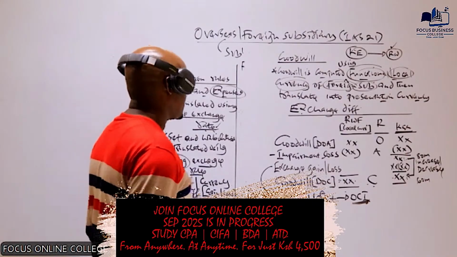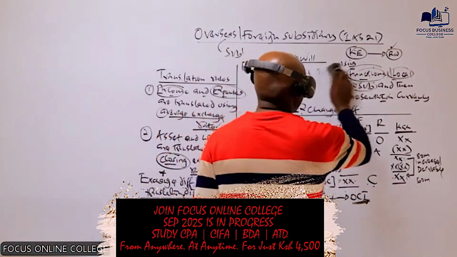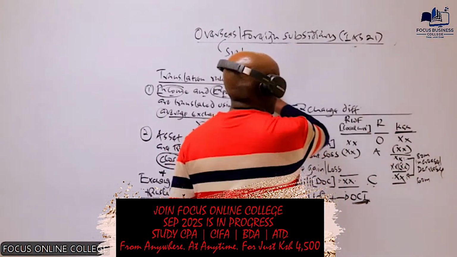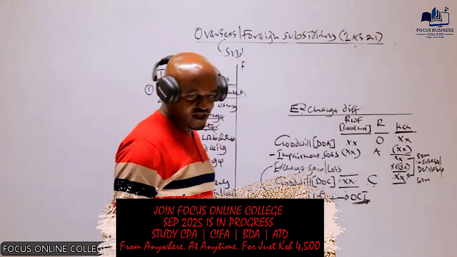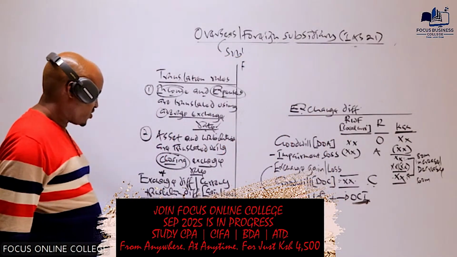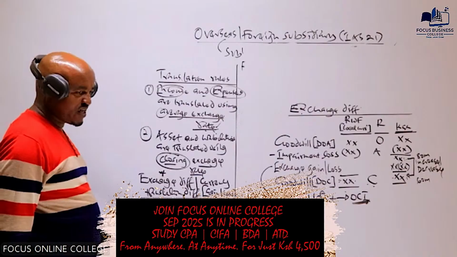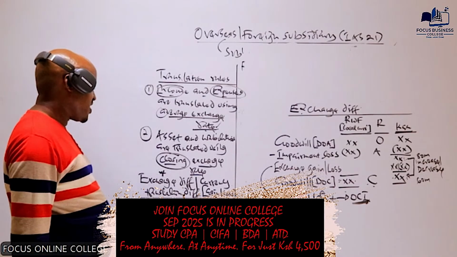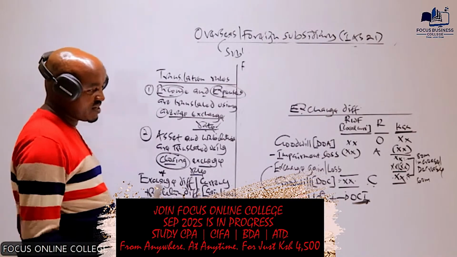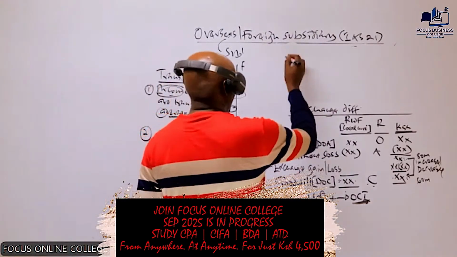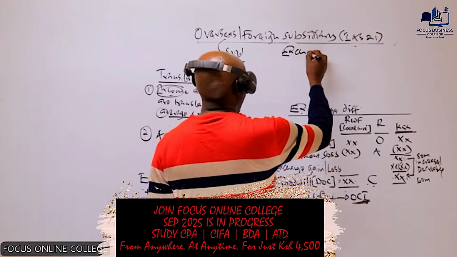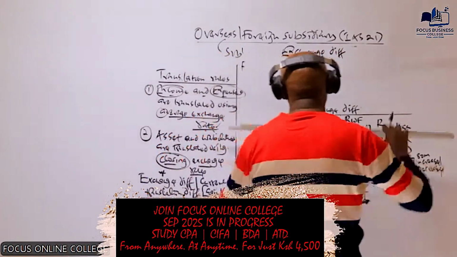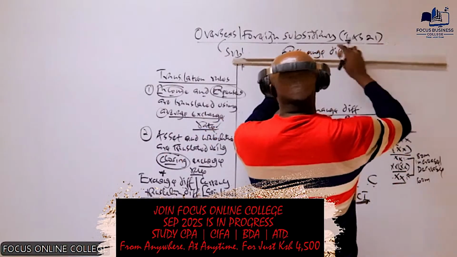So then from there, once we look at how we compute the exchange difference arising from translation of these two items, the profit for the year of the subsidiary and the opening net asset of the subsidiary, we compute the exchange difference together here for those two items.